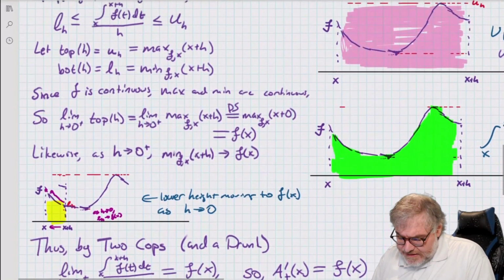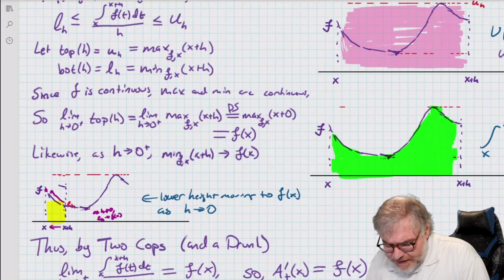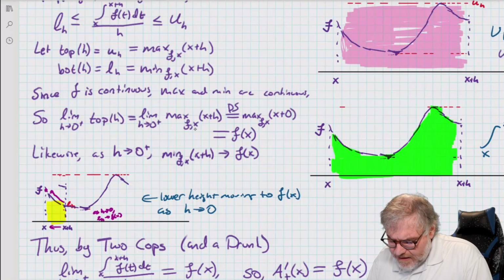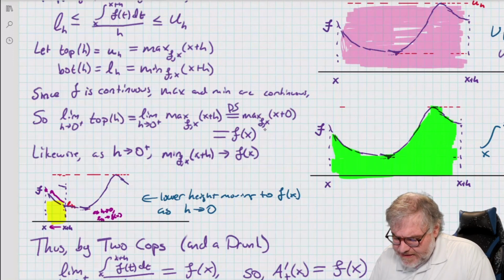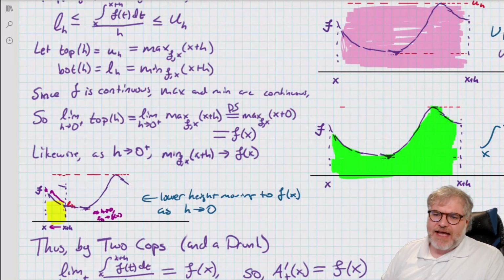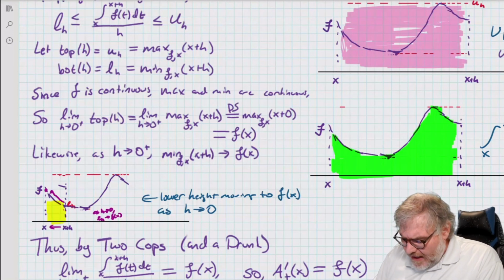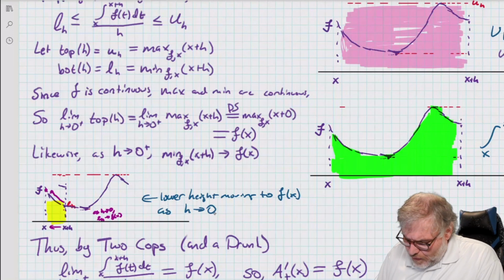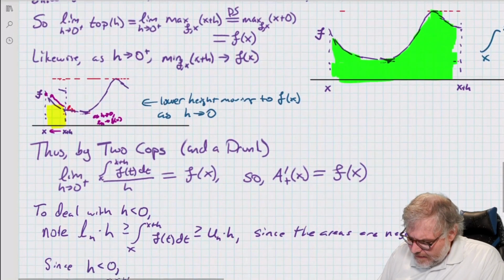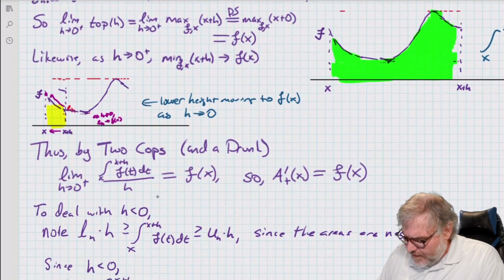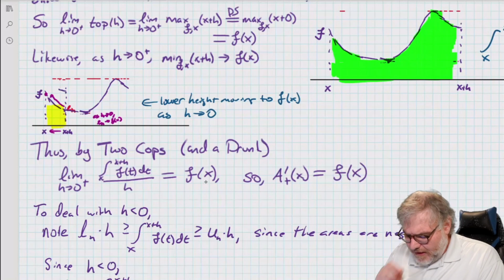Since f is continuous, everything in here is continuous. So the limit as h goes to 0 of top is going to equal the limit as h goes to 0 of the max of f from x to x plus h. Well, that's just the max of f from x to x plus h, which is equal to f of x. Likewise, the min is going to go to f of x as well. So you can see here the lower and the upper. Thus, by two cops and a drunk, I'm going to wind up with the limit of this thing in the middle, being the derivative, which is a prime right of x, is going to equal f of x.